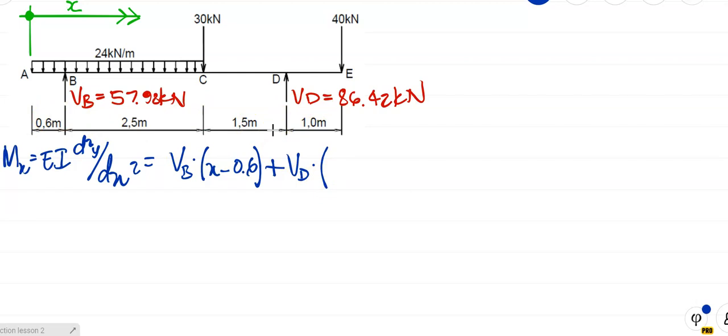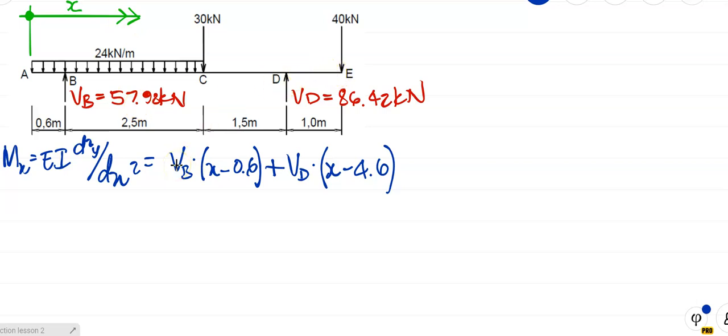And how much is that there? So it's 1.5 plus 2.5. That's 4. So it'll be X minus 4.6. Did you get that? All distances are in terms of X. So X goes from there to there. So the distance from there to there is X minus 4.6. Right. Minus the UDL. Because the UDL is anti-clockwise.